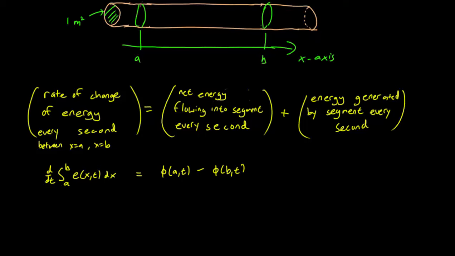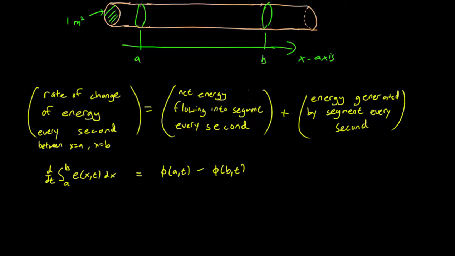Now think a little bit about why we have a minus sign here instead of a plus. So remember, phi is positive if energy is flowing right, and phi is negative if energy is flowing left. So remember, if energy is flowing right from the x equals b boundary, it is leaving the segment. So we want to subtract in that case. If energy is flowing right from the a boundary, it is entering the segment, so we want to be positive in that case. And that is why phi of a, t is positive and phi of b, t is negative.